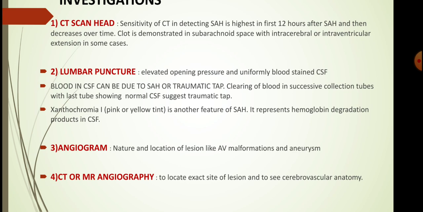Then xanthochromia. Xanthochromia is one of the most important features that help you identify subarachnoid hemorrhage. It's a pinkish or yellowish tint that you see in the CSF because of hemoglobin degradation products, and it's diagnostic of subarachnoid hemorrhage. Now coming to angiogram. Angiogram can be done to know where the lesion is and what its nature is, and if there is any AV malformation, aneurysm, etc. Now you can go for CT angiography and MR angiography, which is a non-invasive method where you get to view the cerebrovascular anatomy and also to locate the exact site of the lesion.